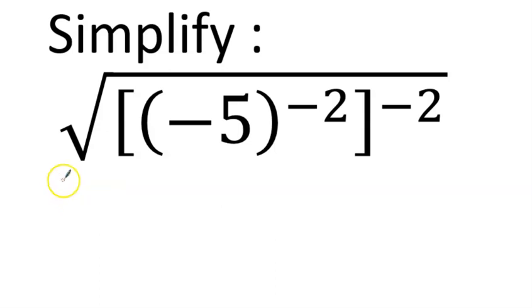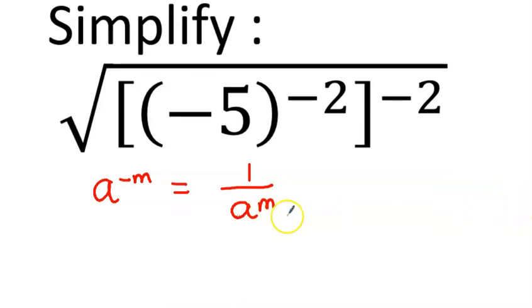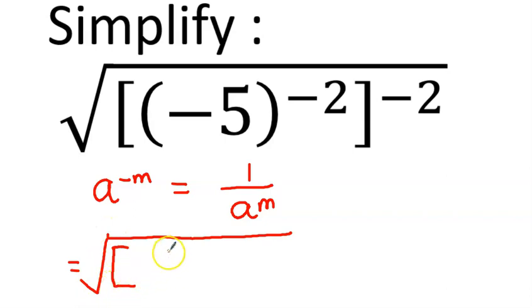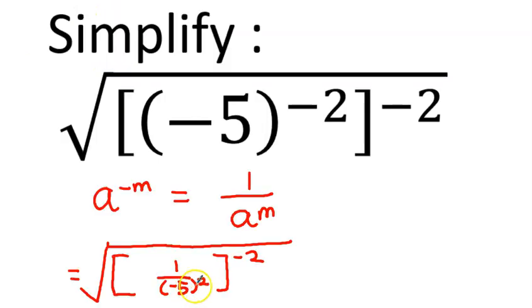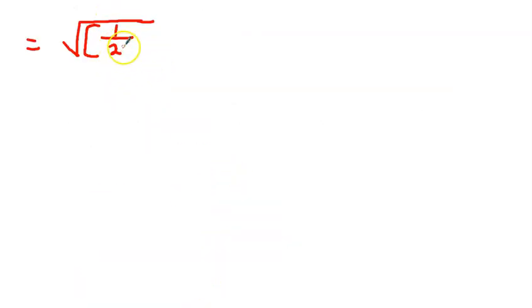So, from one of the laws of indices, or the properties, a raised to the power minus m is the same as 1 over a raised to the power m. This is what we are going to use. So we have the square root of, using this property, 1 over (-5) raised to the power 2, all raised to the power minus 2. So we are going to have the square root of (1 over (-5)^2), which is 25 raised to the power minus 2.